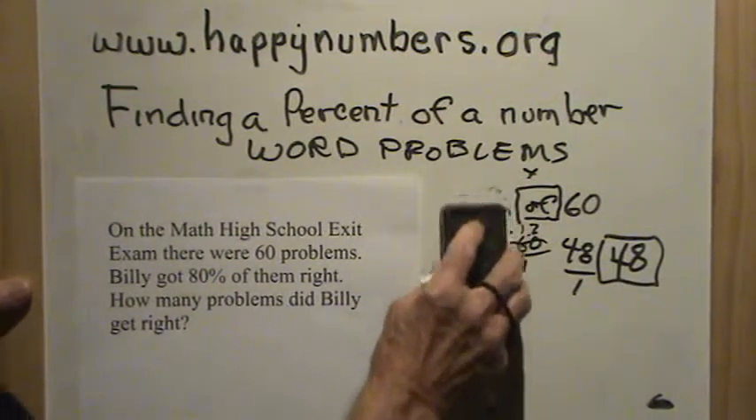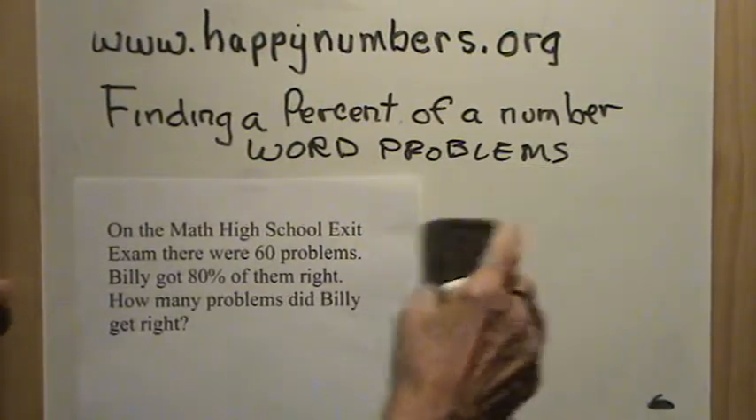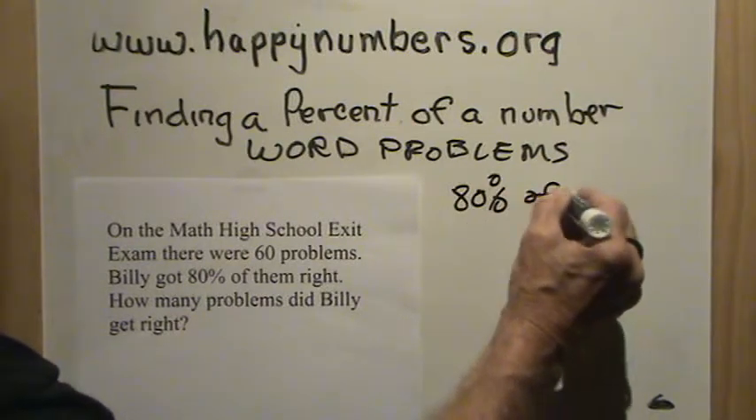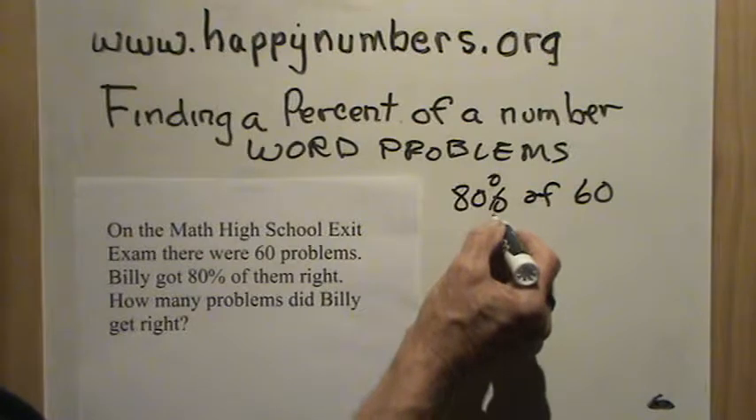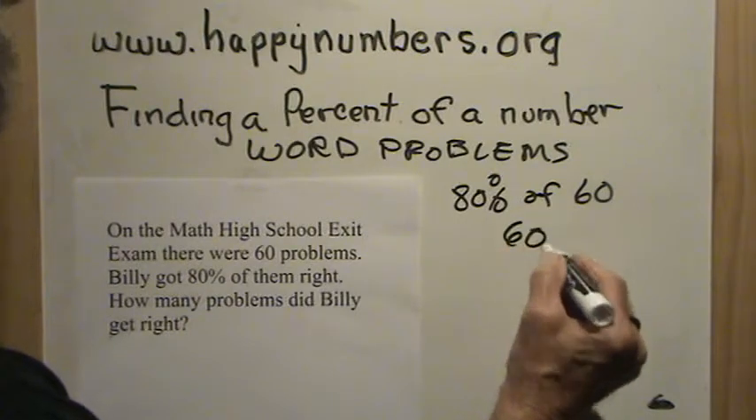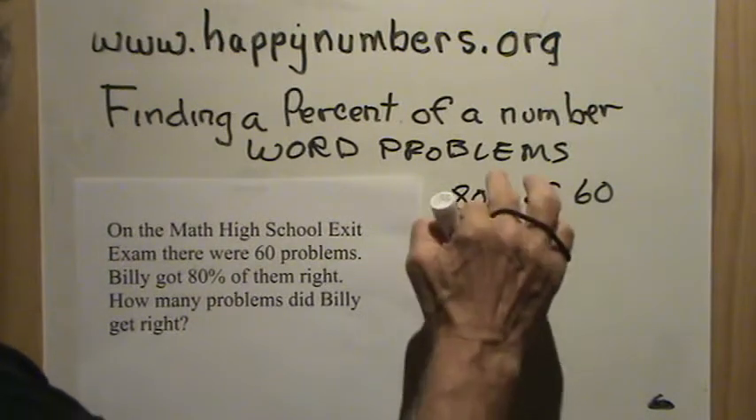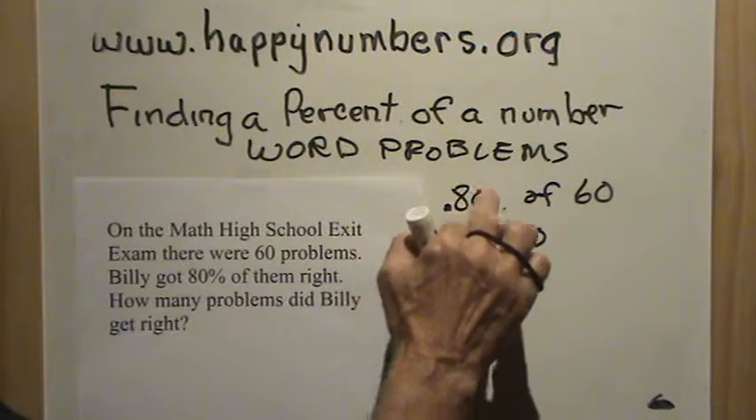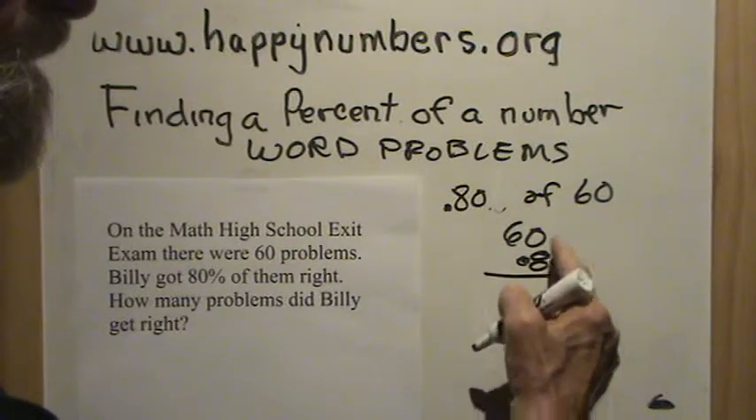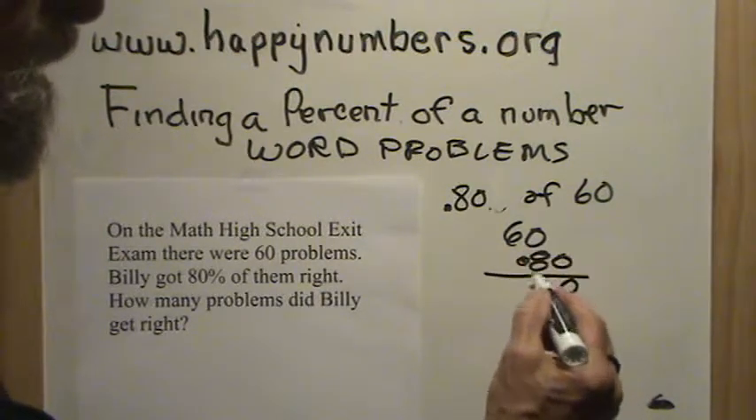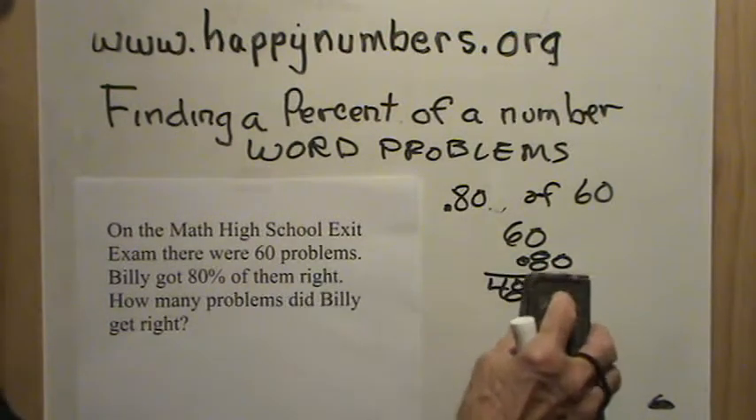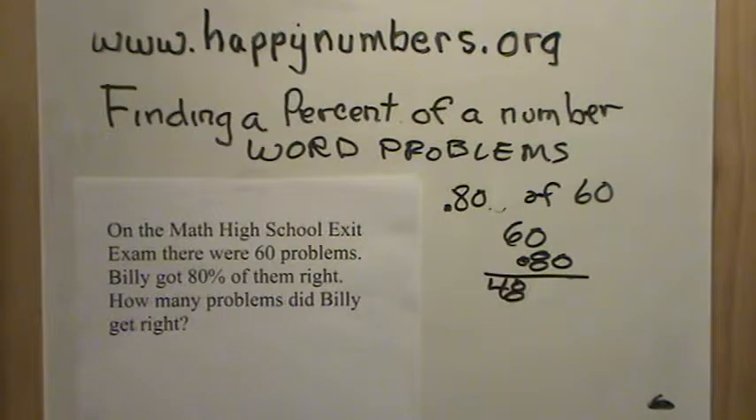The other way we can do this problem, keep in mind that the answer was 48. The other way we can do this problem is 80% of 60 problems. Well, we can change this to a decimal. We know we go 2 places this way. So we have 60, and we change it to a decimal, and since we have a 0, we can put the 0 out here, and get 0, 0, 48. Count the decimal places, 2 decimal places. Since it's a whole number, we don't have to put it here. So we got the same answer, 48.